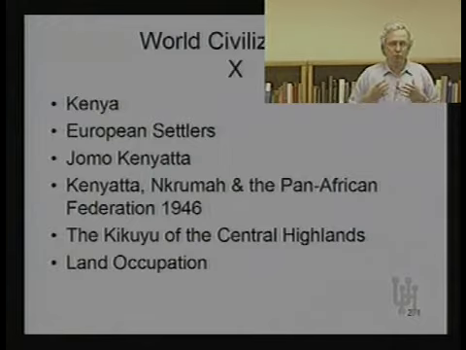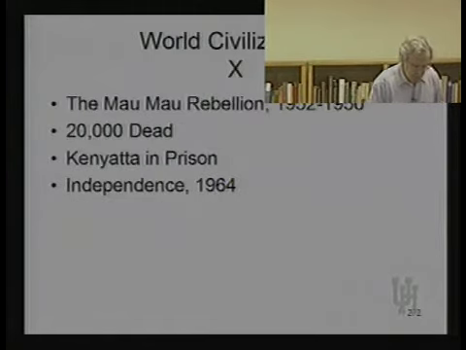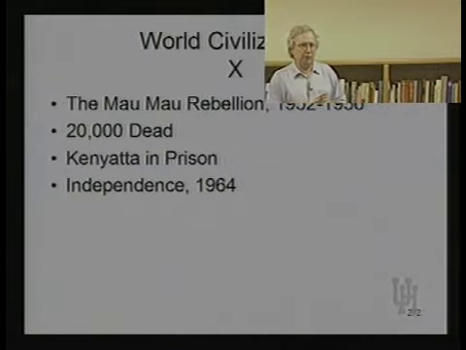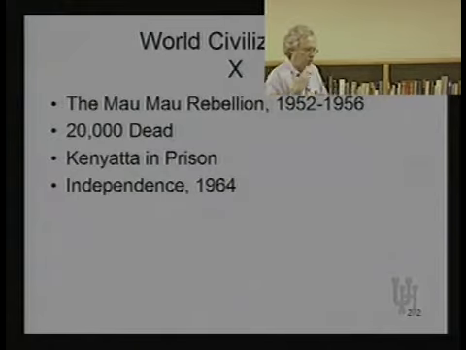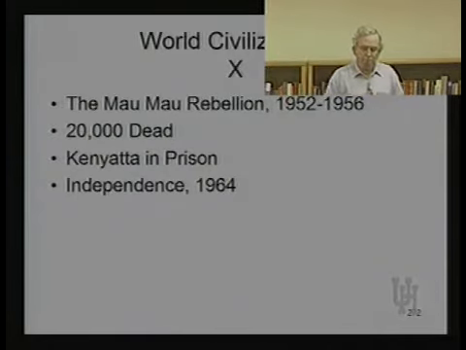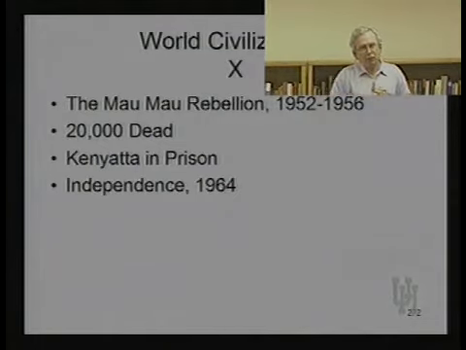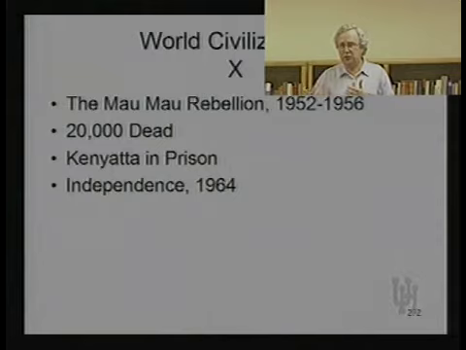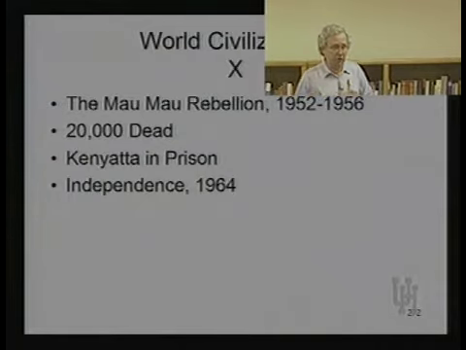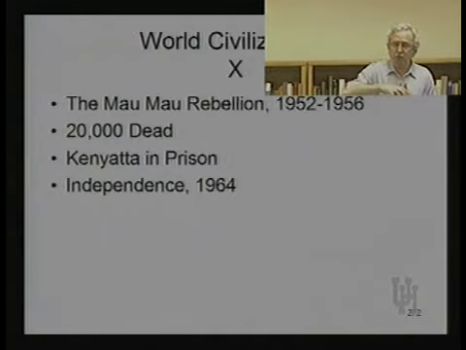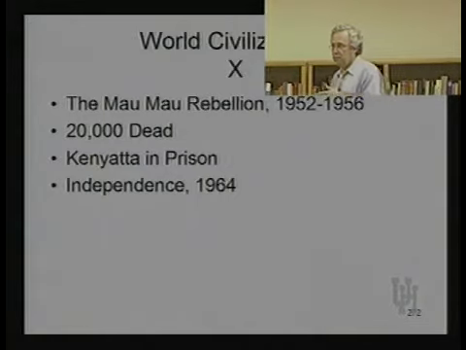Those conditions would help trigger armed resistance. In 1952, armed uprisings begin, led primarily, although not exclusively, by the Kikuyu. The Mau Mau Rebellion, as it was known. And the Mau Mau Rebellion would stretch until 1956, when it was finally suppressed. Some 20,000 people, most of them Kenyans, would die in this resistance and in the British counterinsurgency effort designed to suppress it.